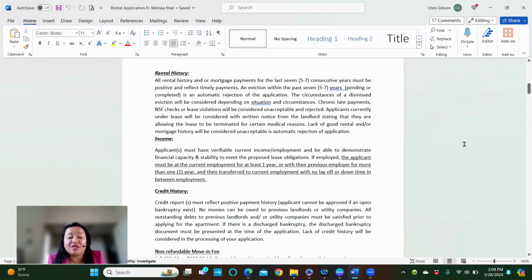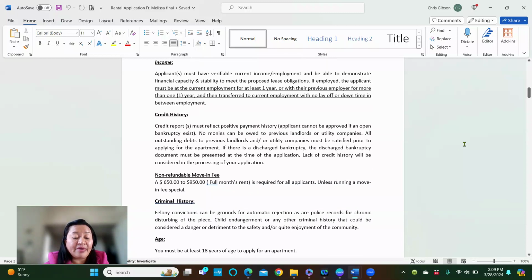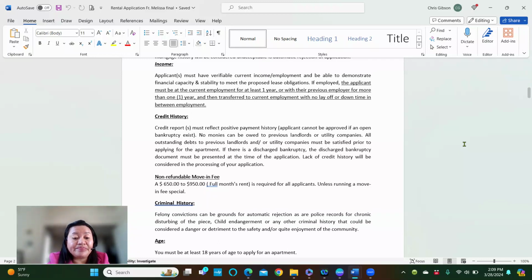So here is also the credit history. They must have a good credit history. But in my area, sometimes they don't have a credit. So we put in here that if they have a good credit history, we consider that. Also, they must be okay with the non-refundable move-in fee with a range of 650 to 950. If they think it's fair and agree to this, they can apply for the property.